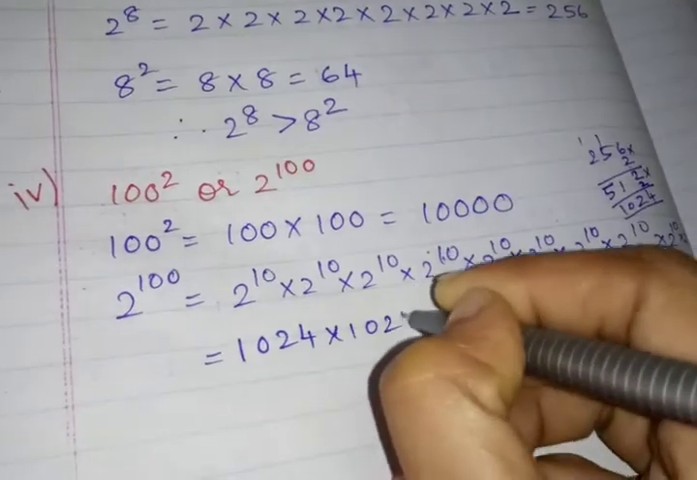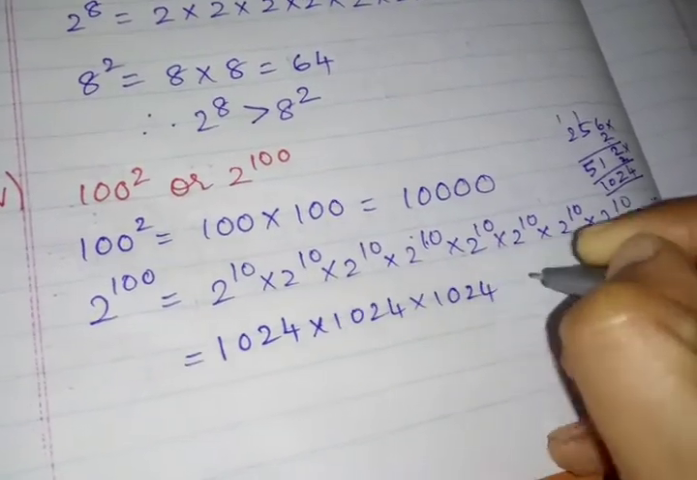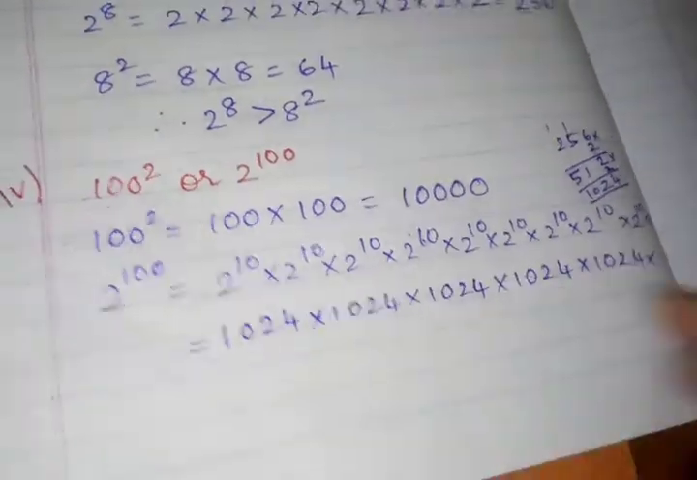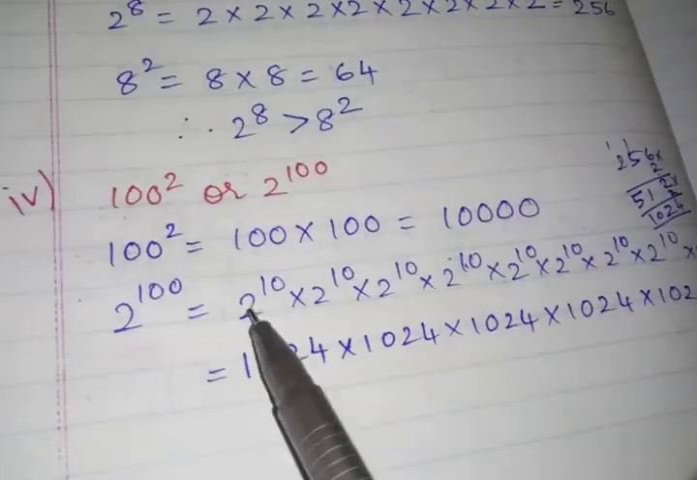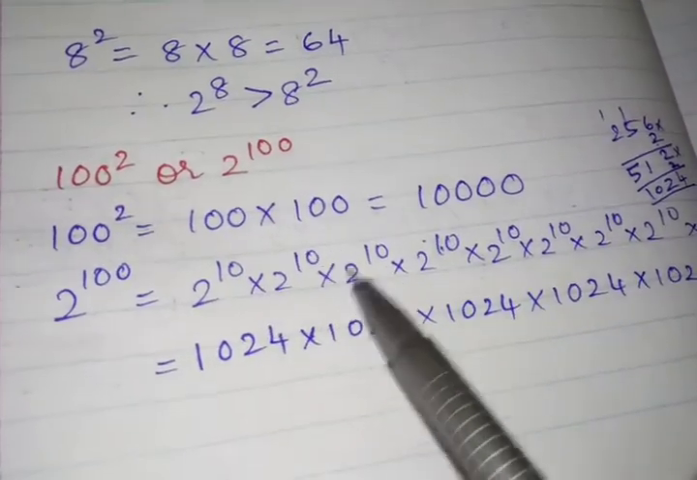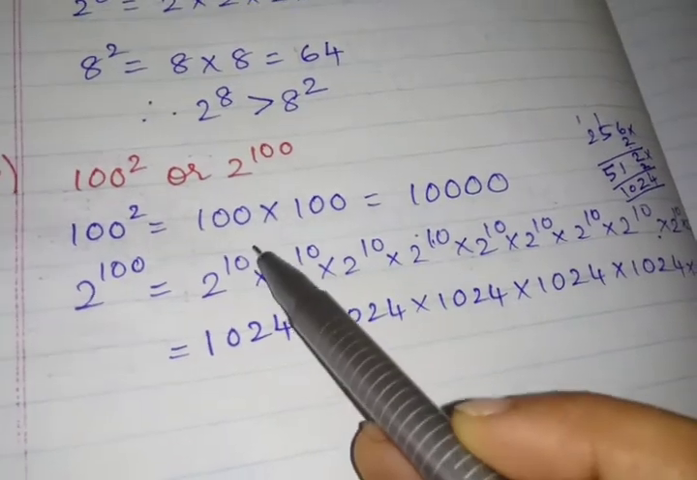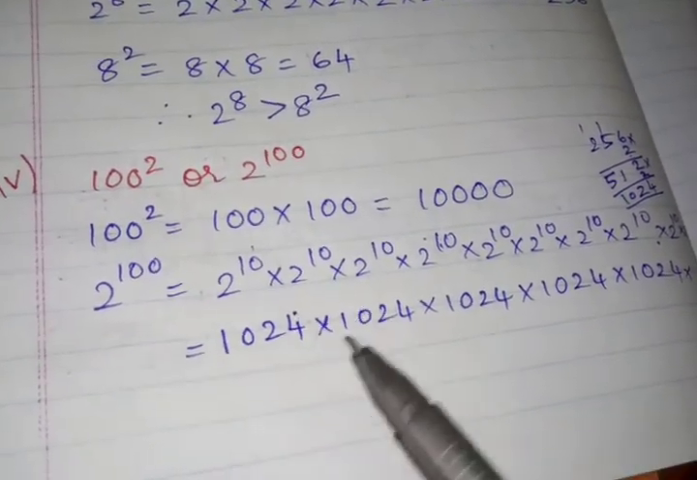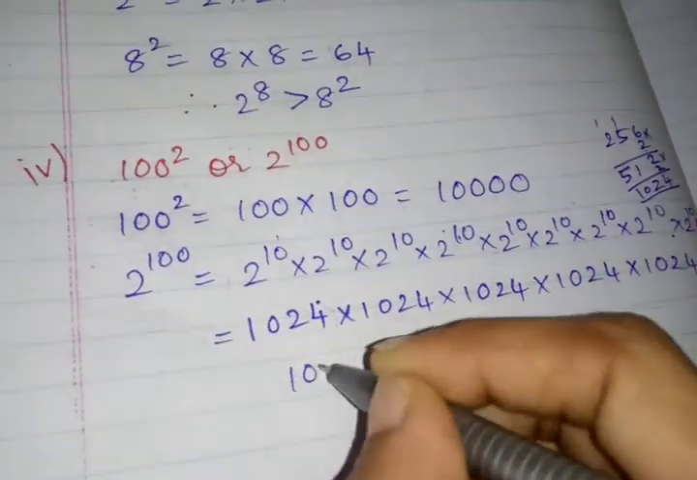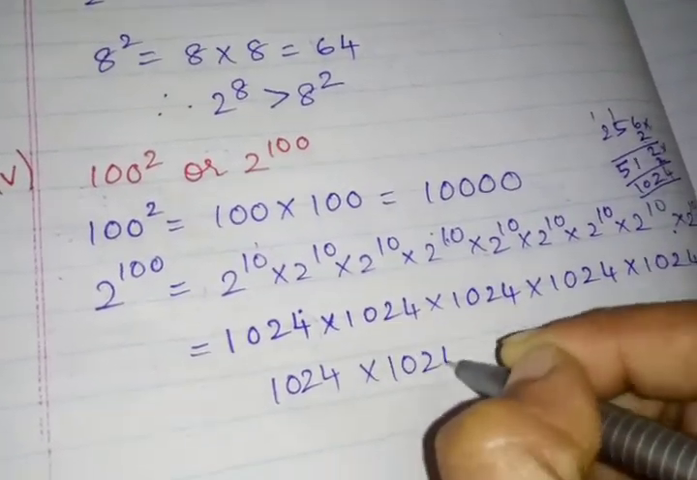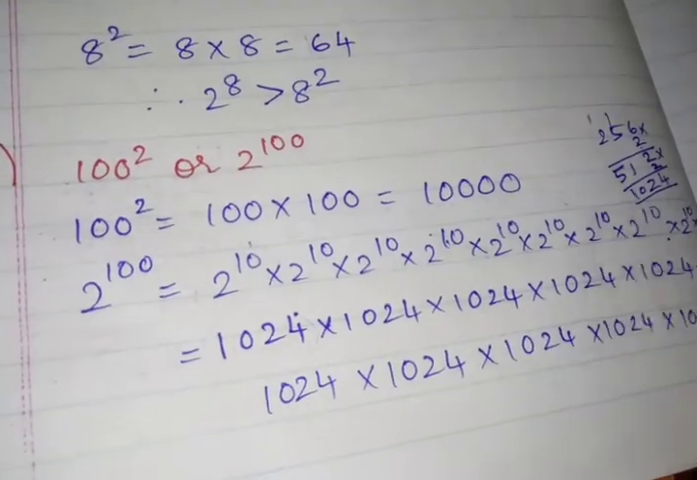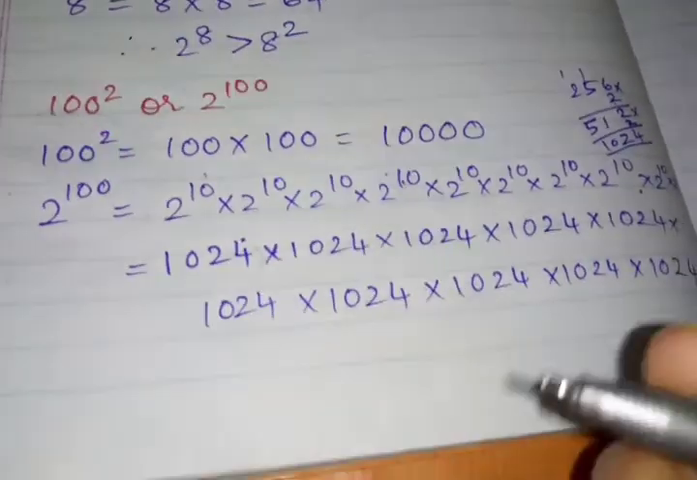2 power 10 value is what, children? 1024 into 1024 into 1024 into 1024 into 1024. 10 times you should write this 1024. Why? Because I told you 2 power 100 can be written as 2 power 10 into 2 power 10 into 2 power 10, 10 times you should write it. So each 2 power 10 value is 1024, means for 10 times I should write it. 1 2 3 4 5 6 7 8 9 10. So 10 times I have written 1024.